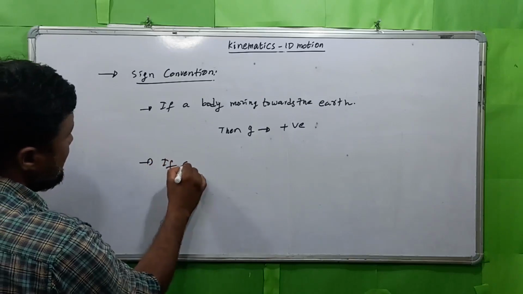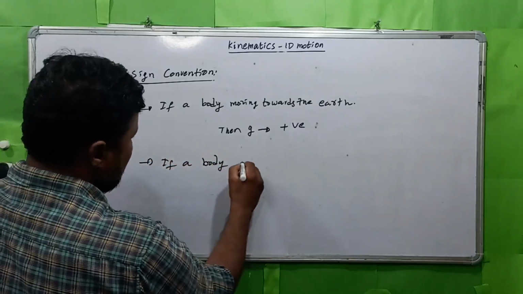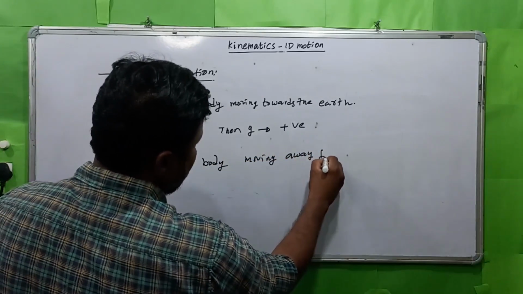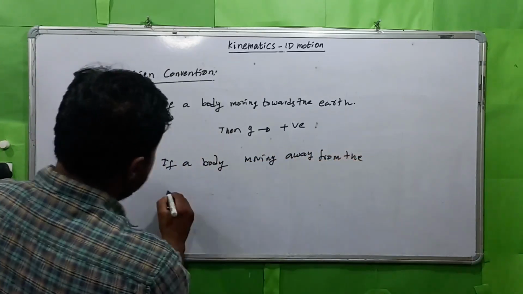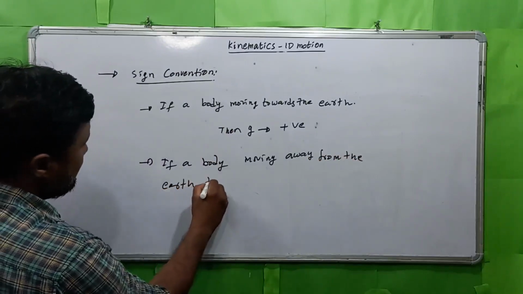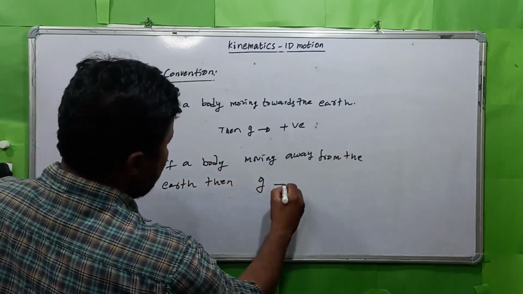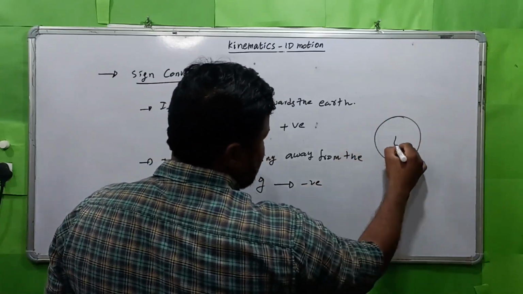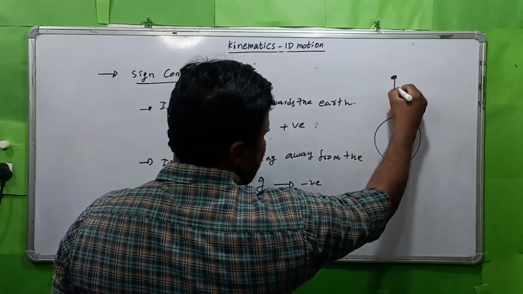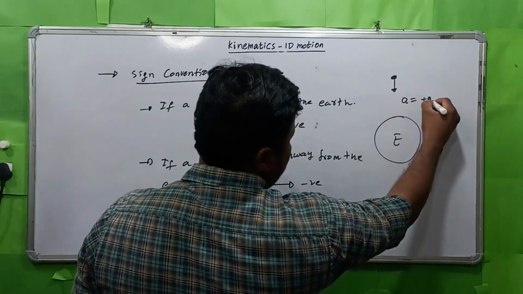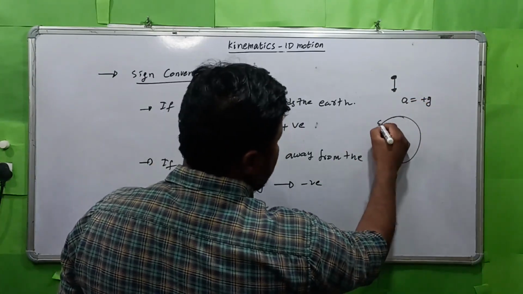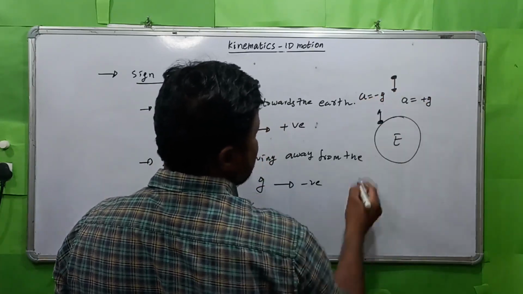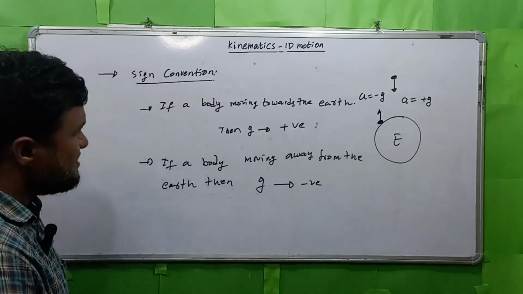If a body is moving away from the earth, then the g value is taken as negative. Suppose this is the earth surface; if the bodies are moving towards the earth, acceleration due to gravity is taken as plus g. If a body is moving away from the earth surface, upward, then a is equal to minus g. You have to consider that. That's it. This is the sign convention.